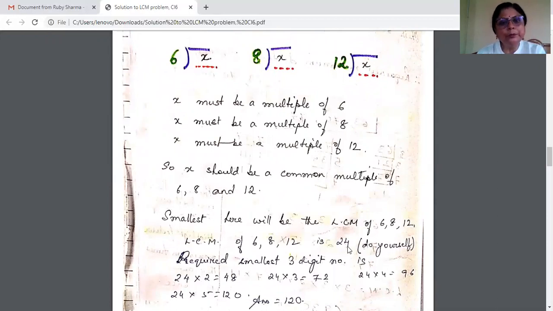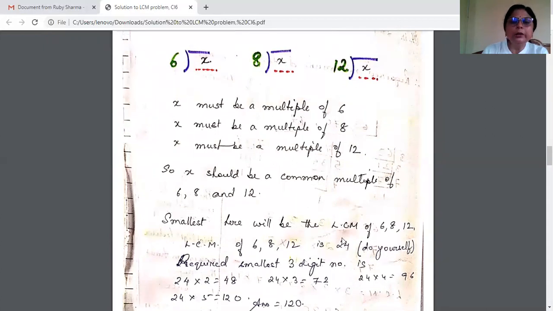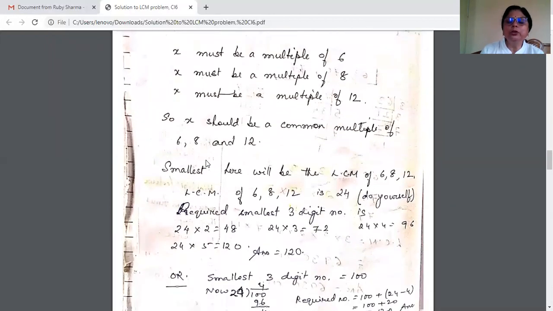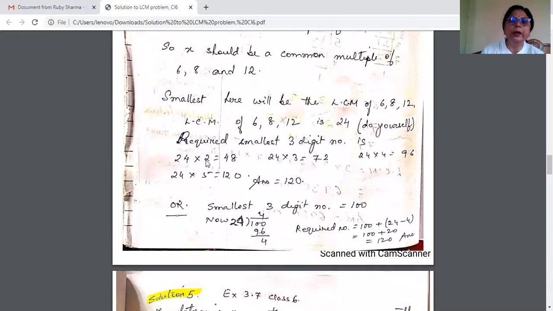LCM is 24. Now they don't want the LCM here actually. They also want the smallest 3-digit number. That means LCM is 24. That is the LCM. 24 is divisible by 6 also, by 8 also, by 12 also. But they want the smallest 3-digit number here. So remember, I had told you, once you know the LCM, you can find the next common multiple by multiplying by 2. The next will be multiplying. This is the third common multiple.